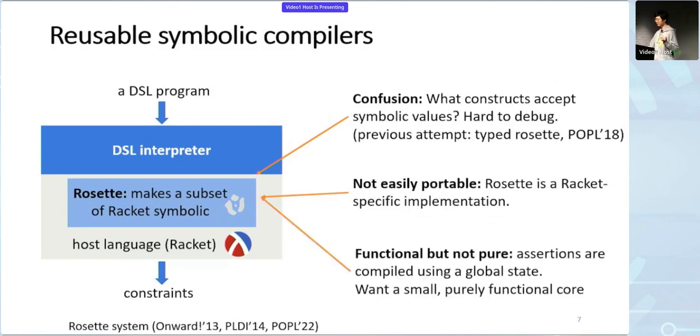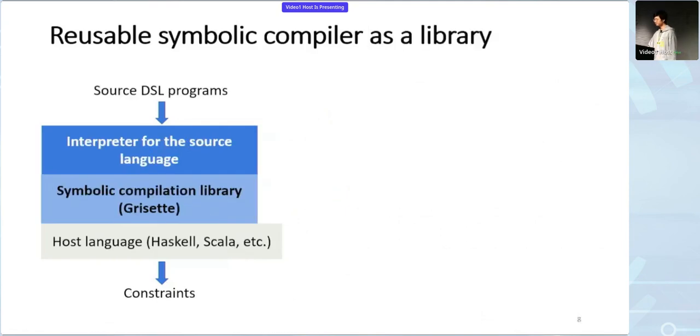The third is that, like many other symbolic compilation tools, Rosette is an impure language, and the assertions are compiled using global states. So ideally, we want a small core that is very generic and composes well with common functional programming techniques. We need to mention that there are existing purely functional formulations for symbolic compilation, but none of them is designed for the all-path scenario. So instead of partly lifting the host language, our system, Grisette, is simply a library on top of the language.